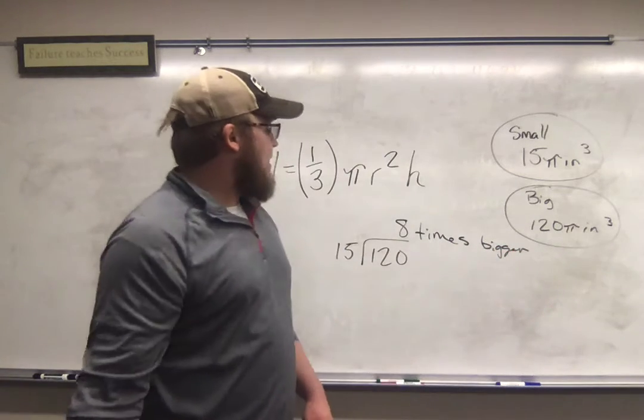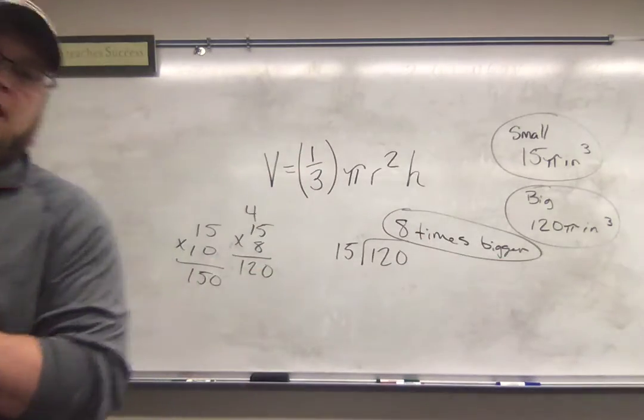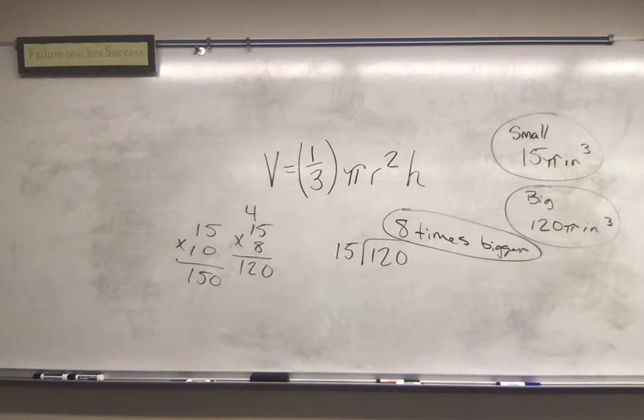So there are your 3 answers. There's your third answer right there. As you can see, the 2 on the far right, and then the third answer I just circled, 8 times bigger. So that's how you figure out the volume of a cone.